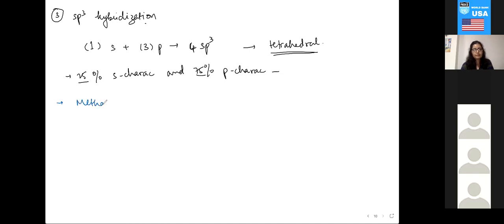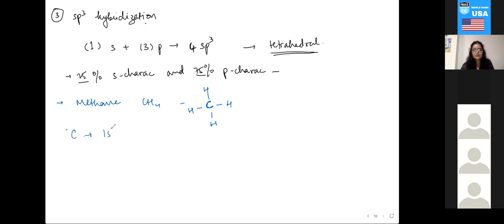methane, CH4. So it's pretty simple. Carbon requires 4 bonds, so bond it to all 4 sides with hydrogen. So methane will undergo sp3 hybridization. That is why the shape of the methane molecule is tetrahedral. The exact same logic, exact same pattern.